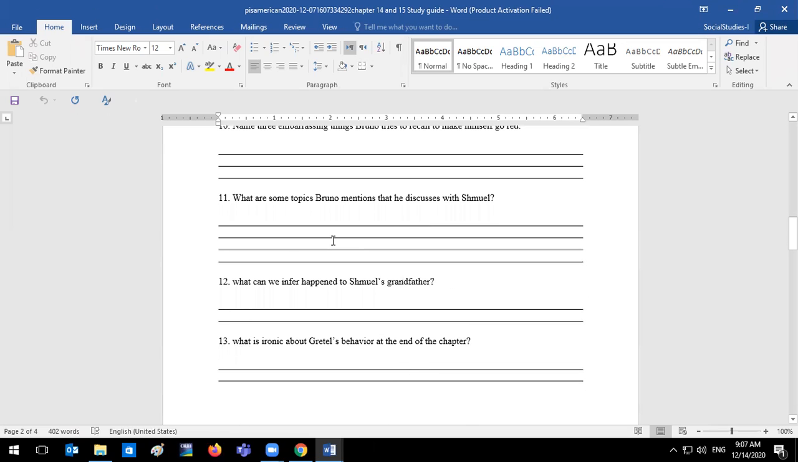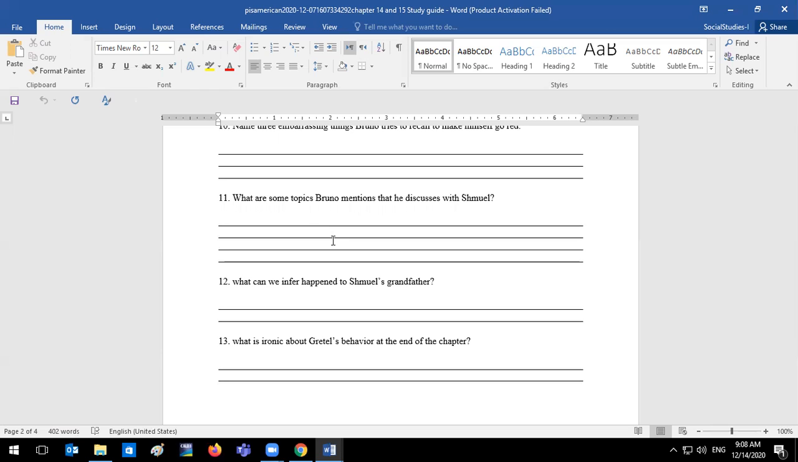What are some topics Bruno mentions that he discusses with Shmuel? A lot. He mentioned that he discusses where Shmuel came from, his previous life in Poland before the camp. He has discussed Berlin with him. He has mentioned to him how much he misses Berlin, and he described his neighborhood and the stalls and the people that were there and his friends, Mark, Daniel, and Martin. And he also mentions that Shmuel has told him that his grandfather has gone missing.